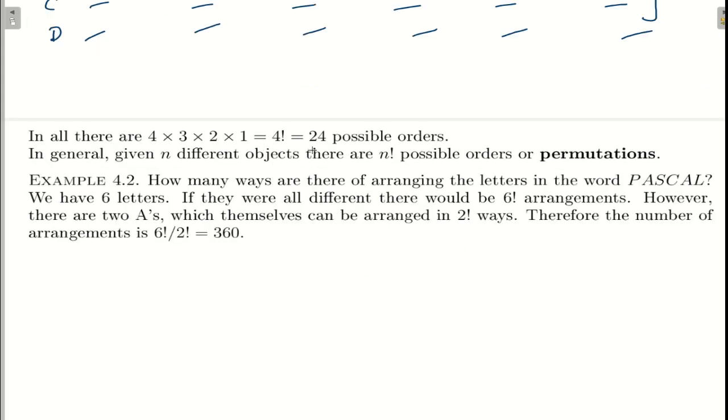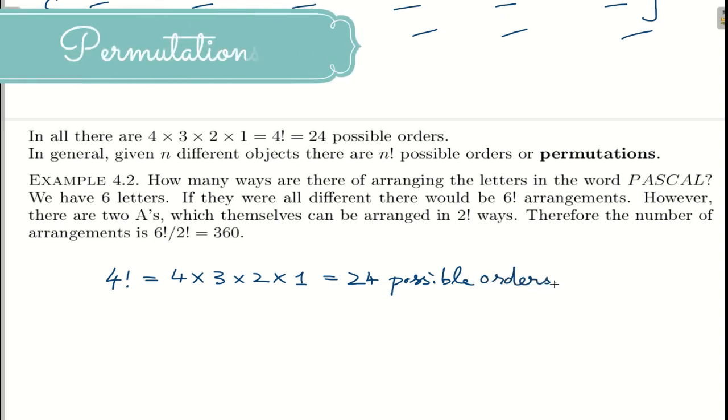If we have 4 characters, that means the factorial of 4 is the number of ways we can reorder these characters. So 4 factorial is equal to 4 times 3 times 2 times 1. 4 times 3 is 12, 12 times 2 is 24, 24 times 1 is 24. So there are 24 possible orders of these characters. For n different objects, there are n factorial possible orders, which is what we call a permutation.